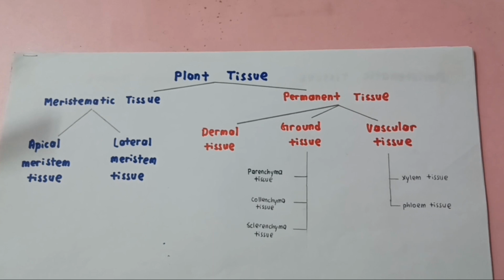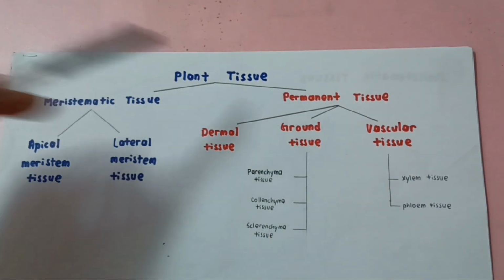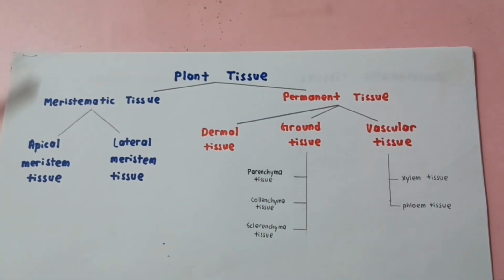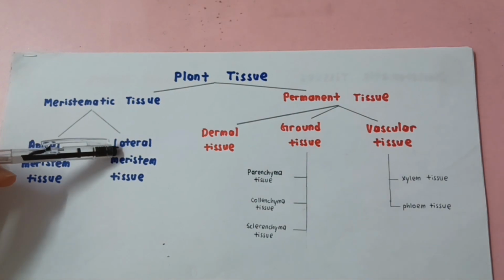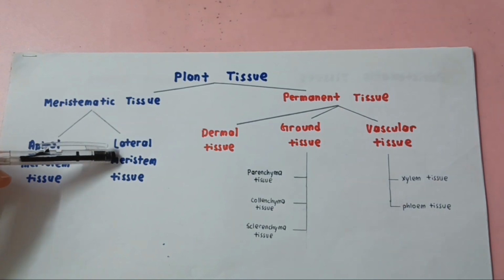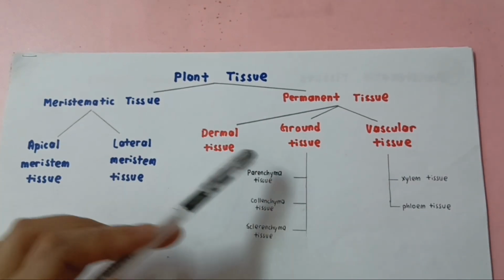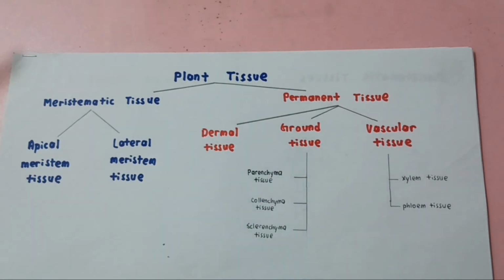After finishing discussing the plant cell, now we proceed to plant tissue. Plant tissue can basically be divided into two types, the meristematic tissue and the permanent tissue. The meristematic tissue can be further divided into two types, the apical meristem tissue and the lateral meristem tissue, whereas permanent tissue can be further divided into three types, the dermal tissue, the ground tissue, and the vascular tissue.